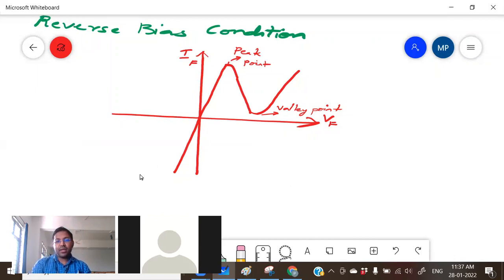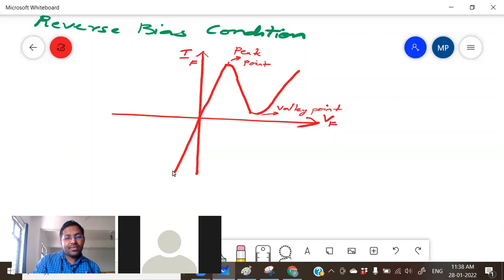In fact, in the reverse bias also, it is behaving like a resistor, and a resistance of very small value, say around 5 ohm. Because from this point to this point, when we gradually increase the voltage, the current is increasing. But after peak point, between peak point and valley point, what is happening? Although voltage is increasing, current is reducing.